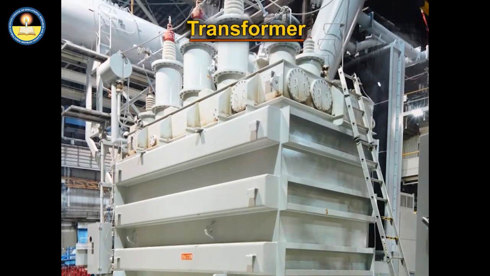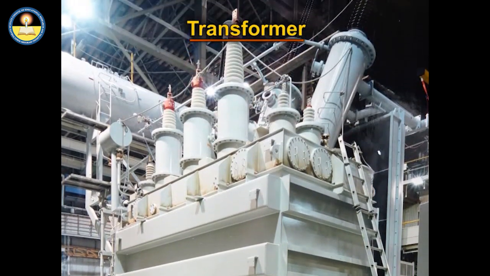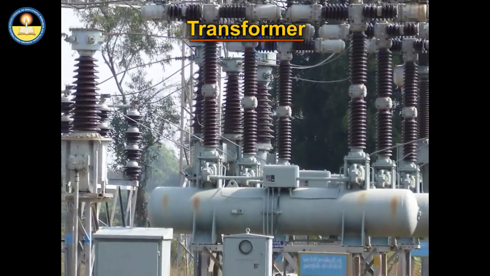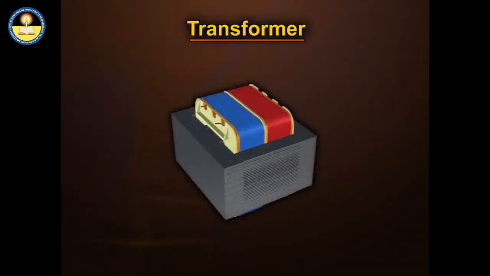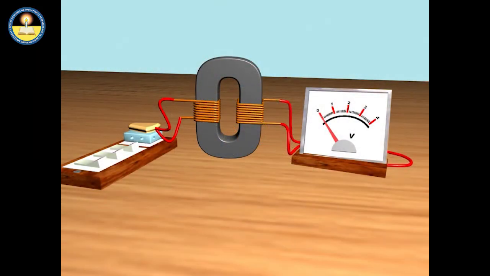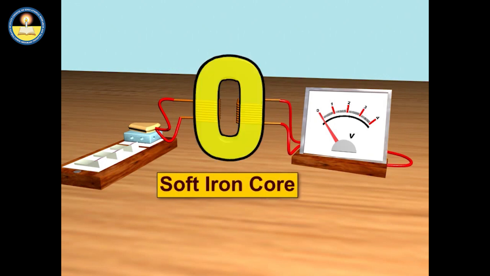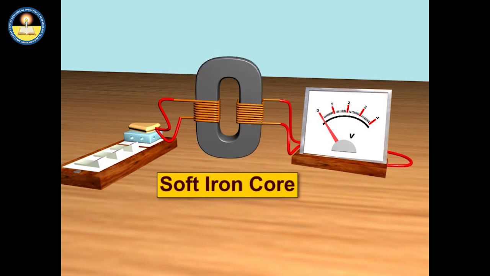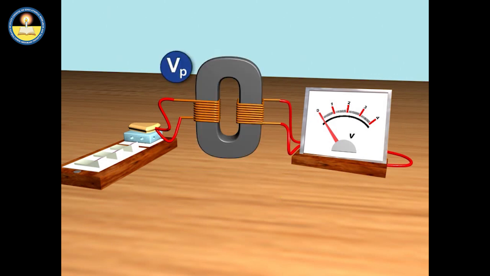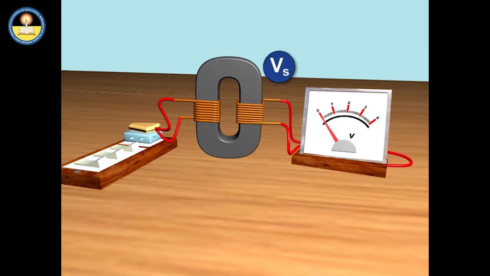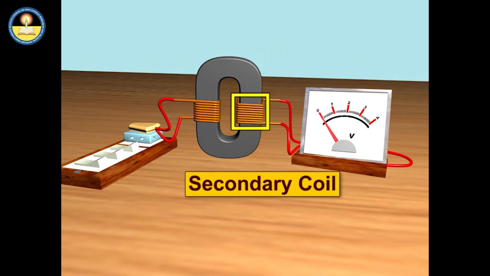The phenomenon of electromagnetic induction has many applications. One of them is power transmission, for which transformers are used. It consists of two sets of insulated coils on the two sides of a soft iron core. An input voltage is supplied to one of the coils called the primary coil. The output is drawn from the second coil called the secondary coil.